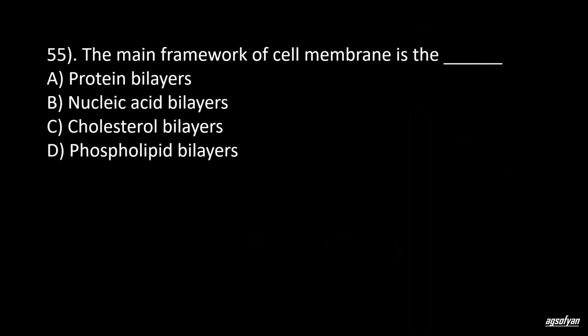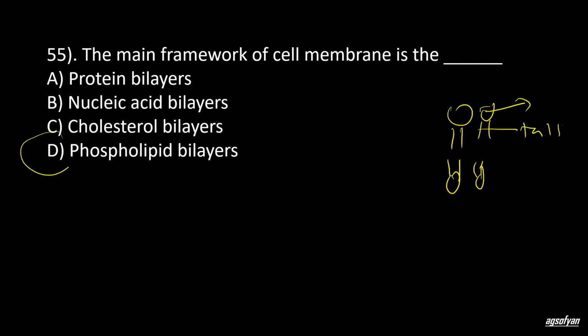The main framework of the cell membrane is the protein bilayer, nucleic acid bilayer, cholesterol bilayer, or phospholipid bilayer. The cell membrane consists of two layers of phospholipid. Phospholipid is a molecule that has a head and two tails. So the answer will be phospholipid bilayer.